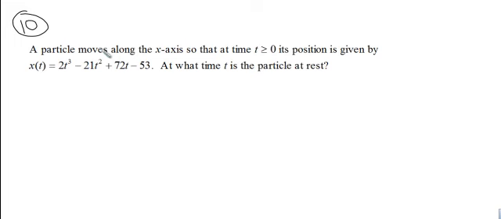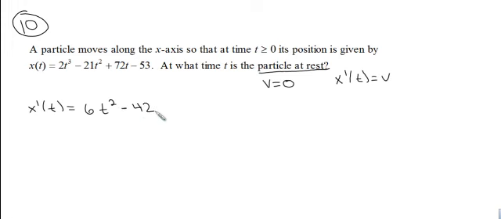A particle moves along the x-axis so that at time t greater than or equal to 0, its position is given by my function x of t. At what time t is the particle at rest? Okay, well the particle is at rest when the velocity is equal to 0. And the velocity is the derivative. So what we need to do is take the derivative, set it equal to 0, and solve for t. We're going to have 6t squared minus 42t plus 72.